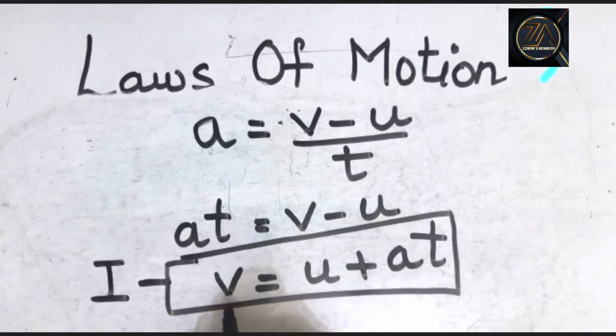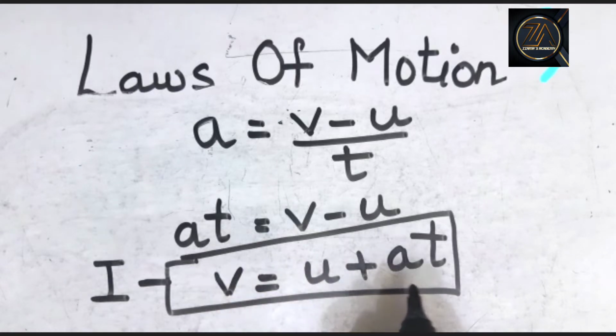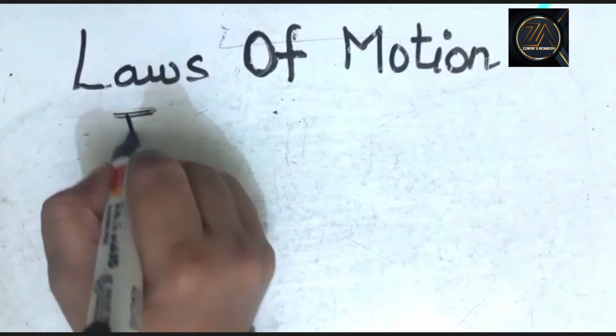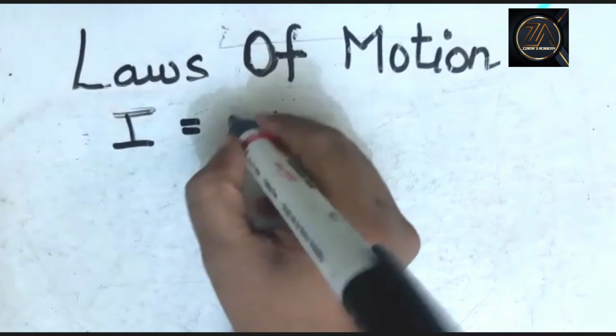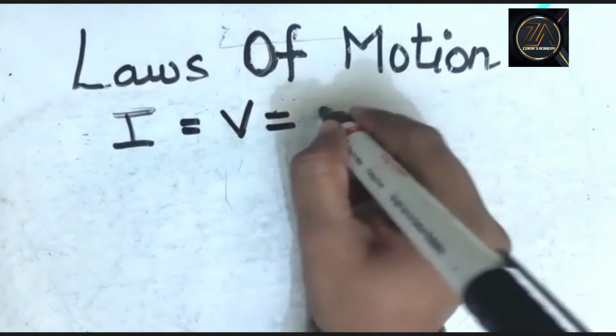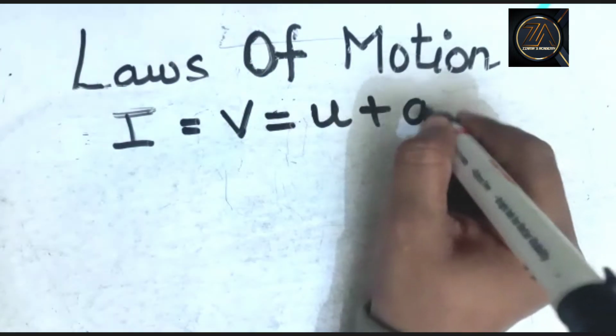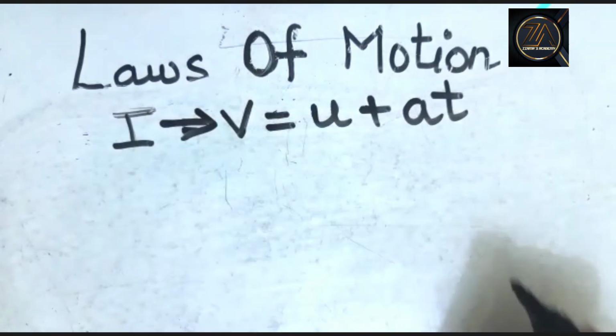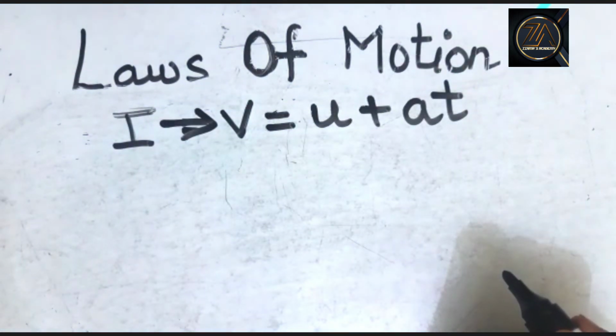And what is v? We all know v is final velocity, u is initial velocity, a is acceleration and t is time. We have derived our first equation of motion, that is to say v equals u plus at. This is our first equation of motion. Now let's see our second equation of motion.